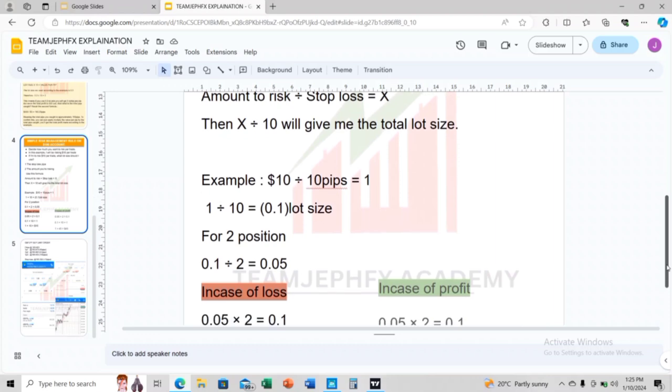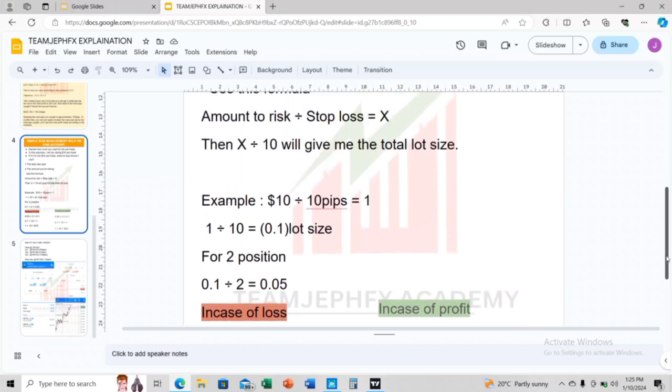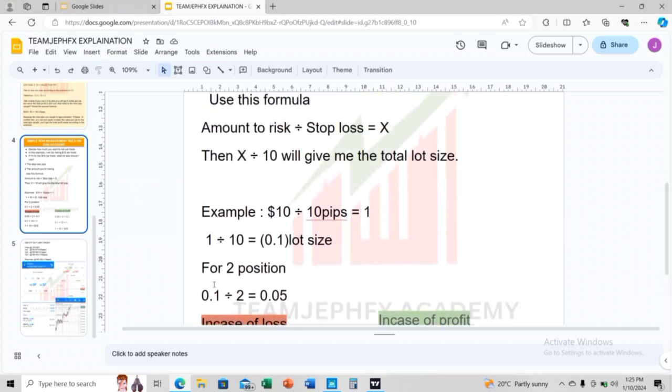So now I will say 0.1 for 2 positions. Now that I have 0.1, I will divide it into 2, meaning 0.05, 0.05. You see it? That means I'm going to open 2 positions, and each position will be 0.05. If you add 0.05 plus 0.05, the answer gives you 0.10, which is the same thing as 0.1. So now write that out.